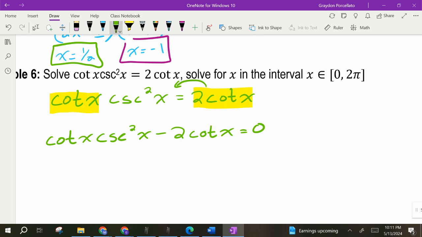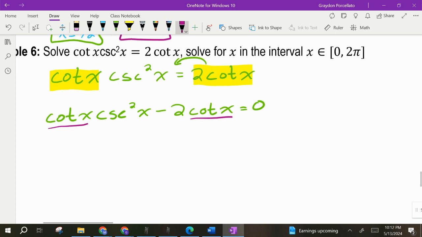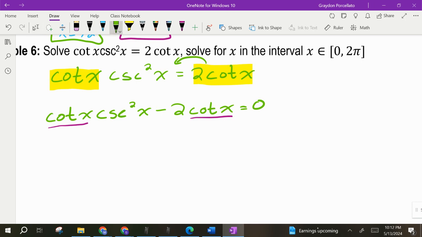Now, think back to the very first day you learned about factoring, the very first type of factoring you learned about, and also the first type of factoring we always look for in any type of question. The first type of factoring that we always look for in any factoring question is always common factoring. And what do these two things have in common? They both have a cotangent x. So I'm going to factor out cotangent x. And I'm left with cosecant squared x minus 2.